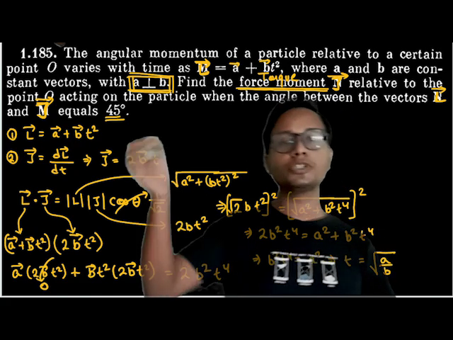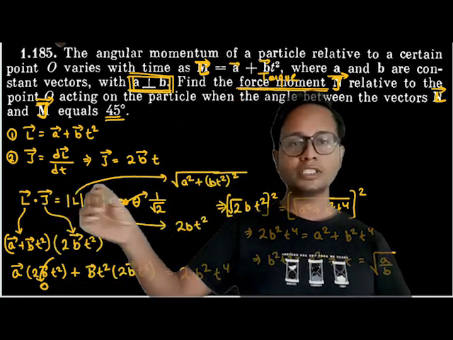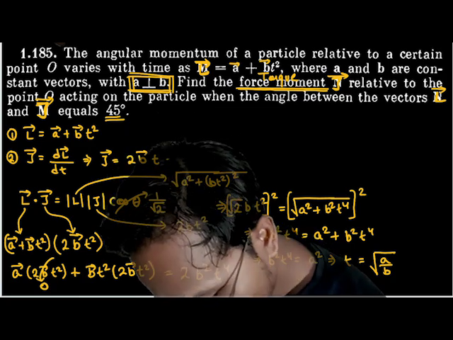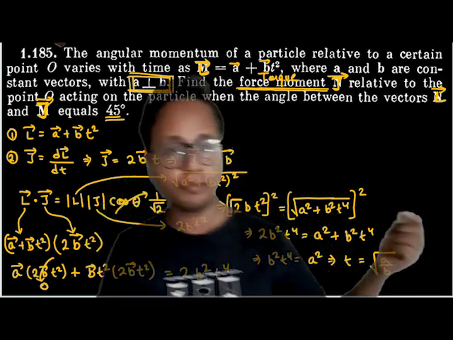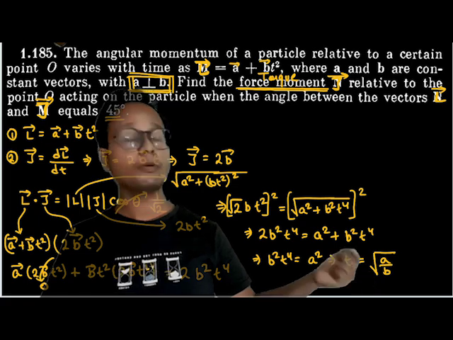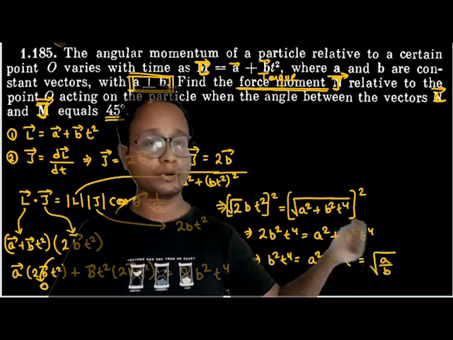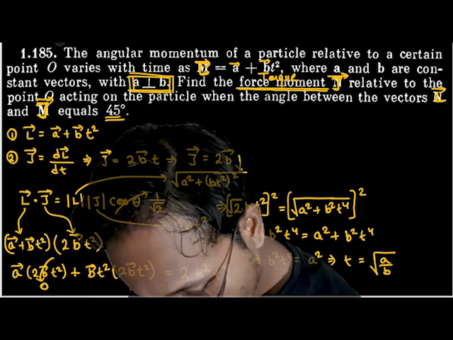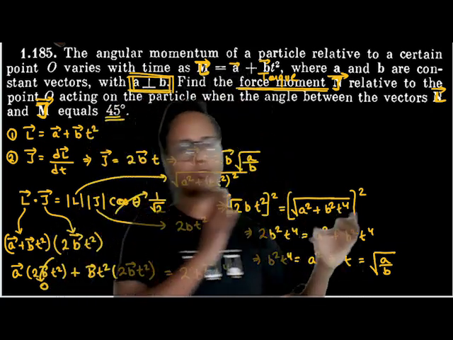Now what is the question asking? The question is asking to find the value of torque. We already obtained torque is equal to 2Bt. So from this equation, torque is 2B vector into the time when the torque vector is at 45 degrees to the angular momentum vector, which is nothing but the square root of A by B. So 2B into the square root of A by B. So this was the first question from rotational mechanics.